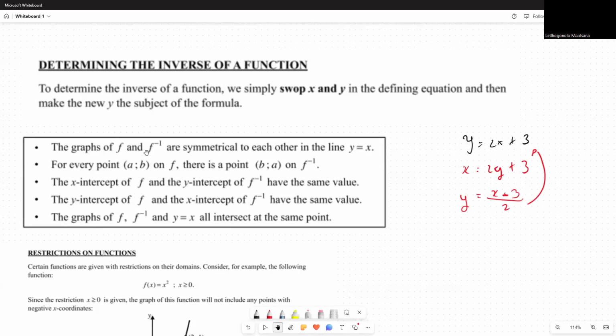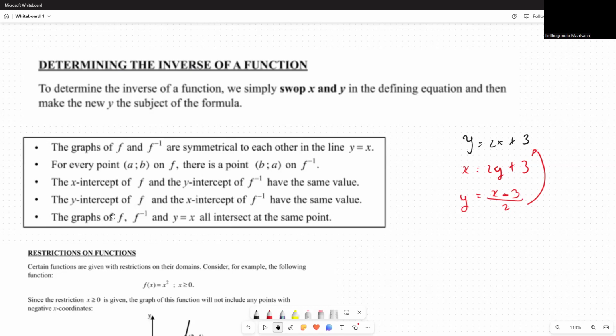Now, for your original function and its inverse, they are actually going to be symmetrical with regard to the line y is equal to x. So this means that for every point (a, b) that exists on f, we will have a point (b, a) that exists on the inverse. The x-intercept of our original function would then be the y-intercept of our inverse. The y-intercept of our original function would then be the x-intercept of our inverse.